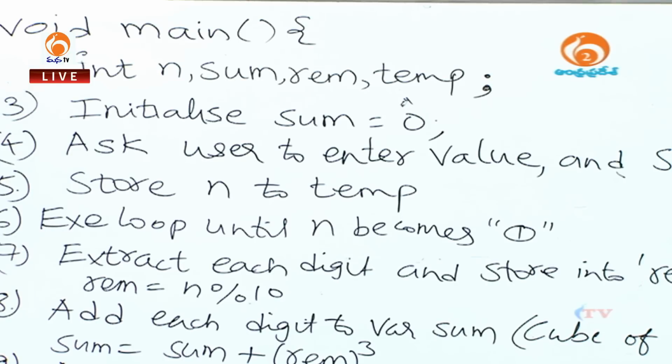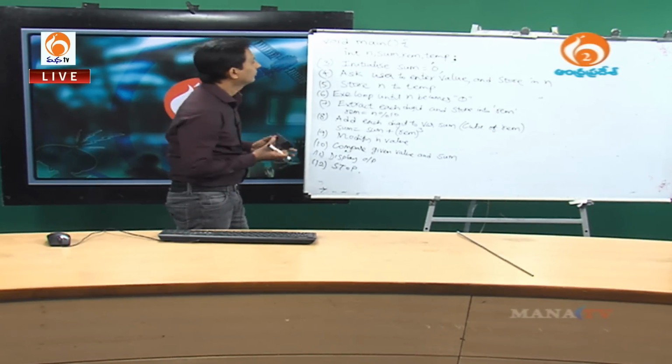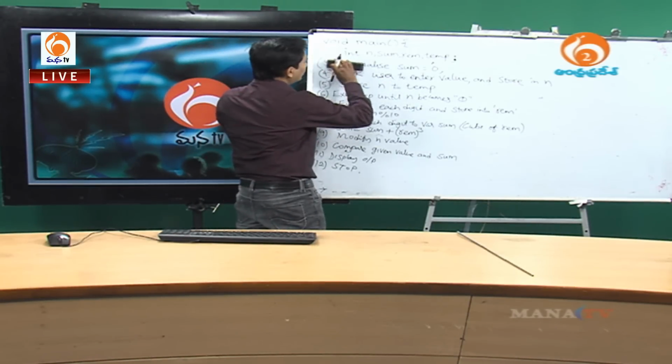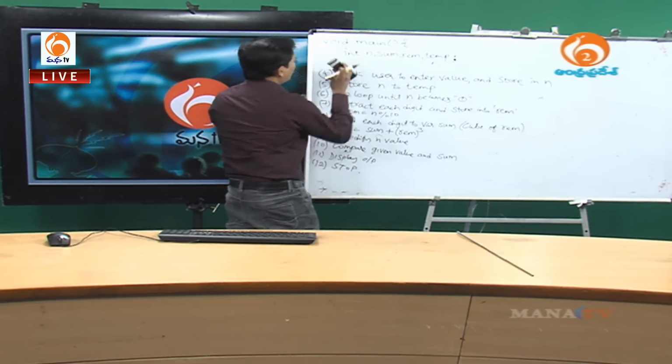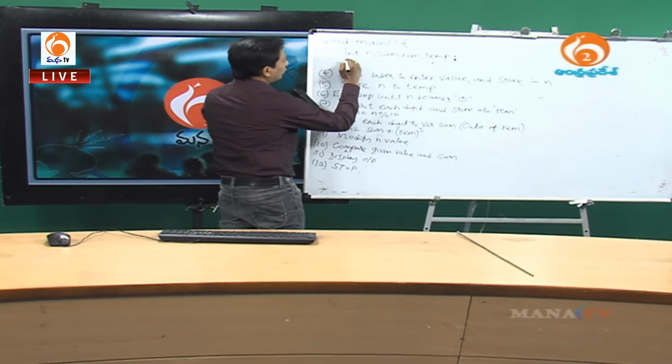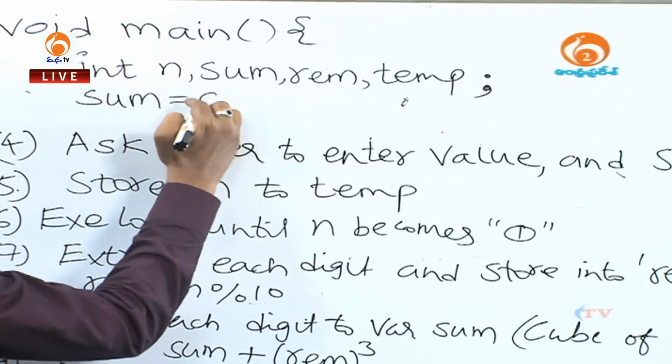Now we are converting step 3. Initialize sum equal to 0. Step 3, I am writing sum equal to 0. Sum is a variable.